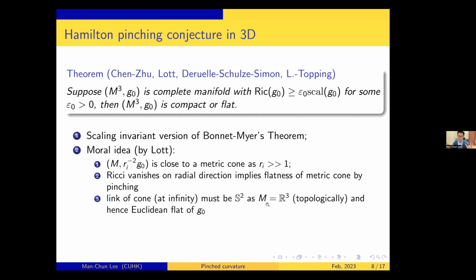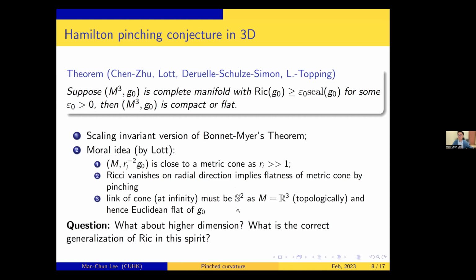So that means the manifold is flat at infinity, which propagates the flatness to the compact set, which forces the manifold to be a flat manifold. So we are just trying to grab the flatness at infinity and then propagate it back to the original manifold. This is a rough idea of John Lott, of course modulo a lot of things.